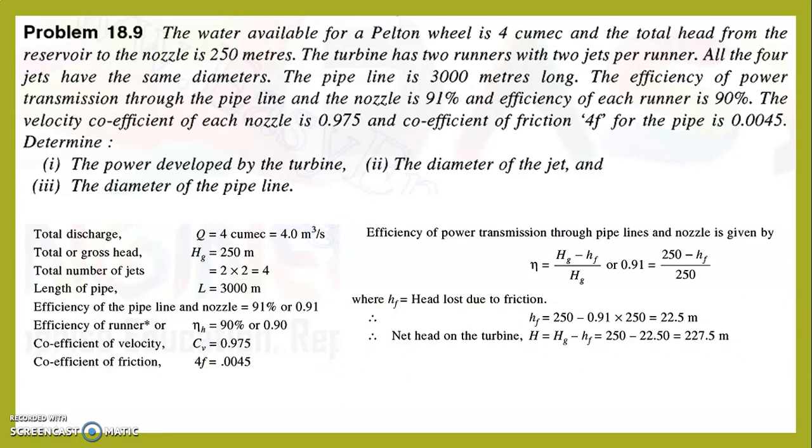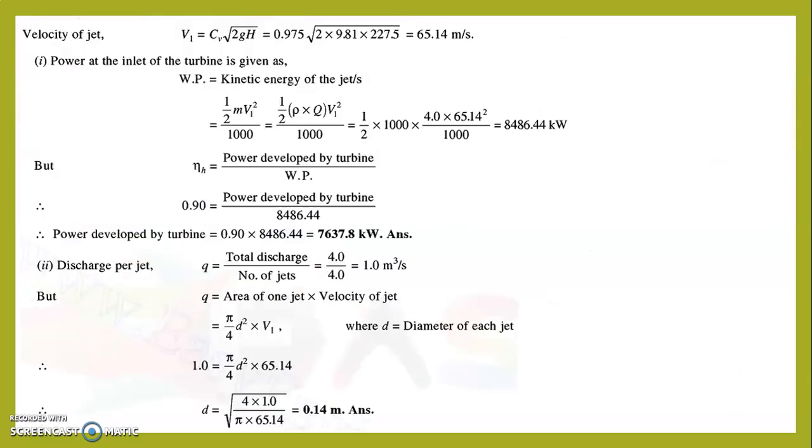So total discharge is 4 meter cube per second. We will have 2 jets per runner and 2 runners, so in total we will have 4 jets. For a single jet, the discharge is equal to 1 meter cube per second, that is small q is equal to 1 meter cube per second. Small q is given by pi by 4 d square into v1. From that we can calculate the diameter of the jet.